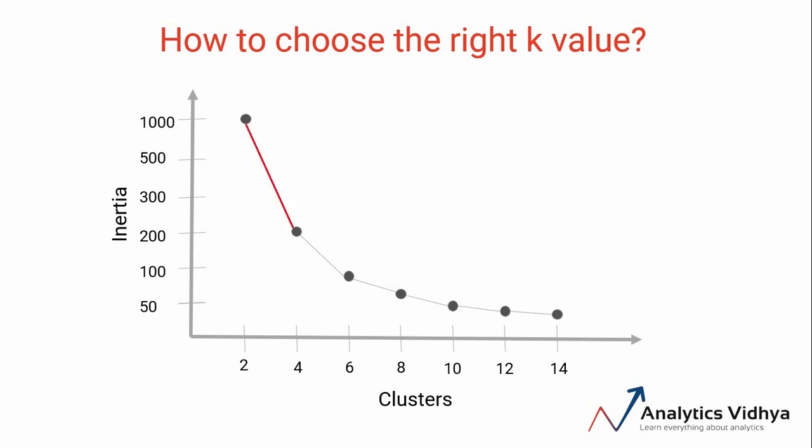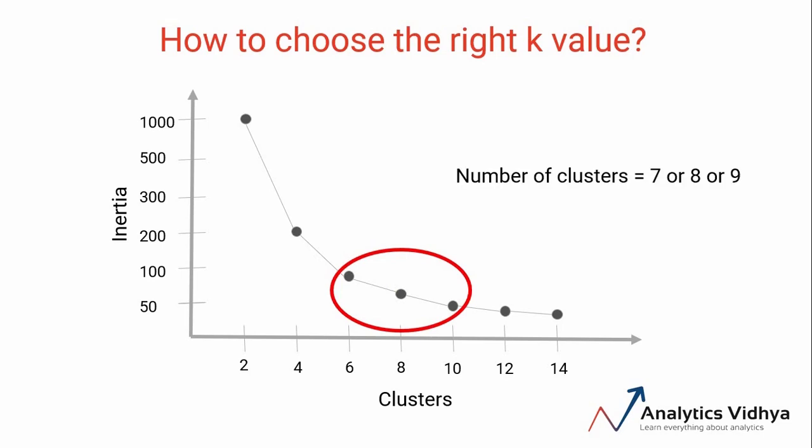If you look at this graph, when we change the cluster value from 2 to 4, the inertia value dropped drastically. Whereas this decrease in the inertia value reduces and eventually becomes constant as we increase the number of clusters further. So the cluster value where this decrease in inertia value becomes constant can be chosen as the right cluster value for our data. Here we can choose any number of clusters between 6 and 10. I can have 7 clusters, 8 clusters, even 9 clusters.